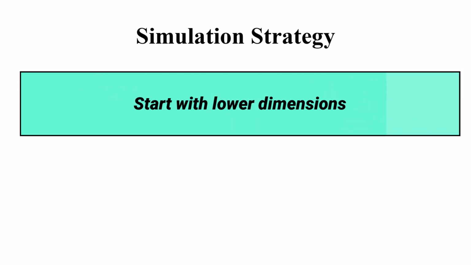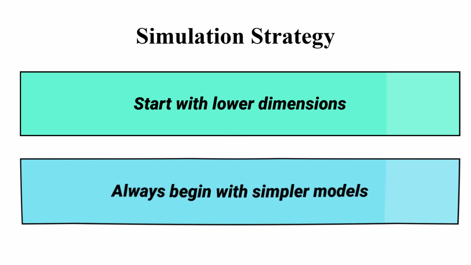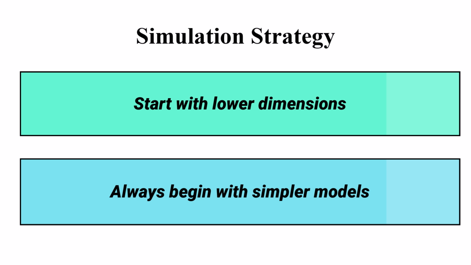And what is the best simulation strategy? Start with lower dimensions. If the results are acceptable, only then move to 3D. This approach saves processing time and resources. A 3D simulation requires significant power and may take a long time to converge, so it's better to validate your results in 2D first. Always begin with simpler models. If the 2D results are satisfactory, then enhance your simulation by adding more dimensions.